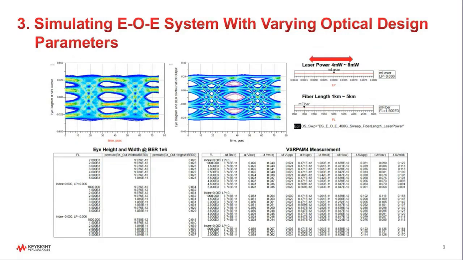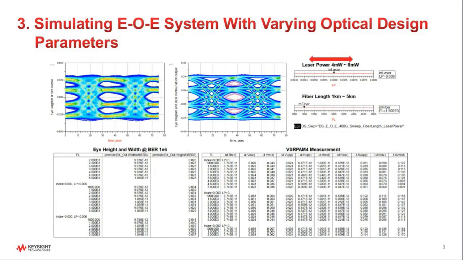Last but not least, the new integrated EOE workflow allows electrical design engineers to optimize the electrical design under different optical design parameters. In this example, as you see here, the length of the optical fiber and the laser power are swept from 1 kilometer to 5 kilometers, and from 4 milliwatts to 8 milliwatts respectively.